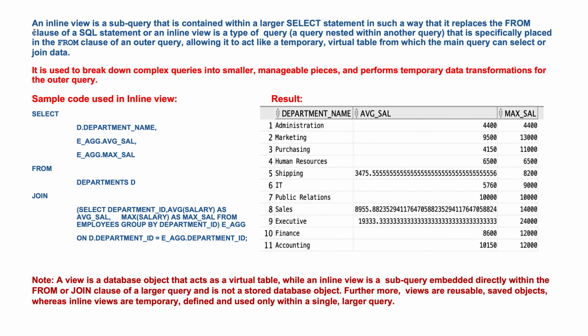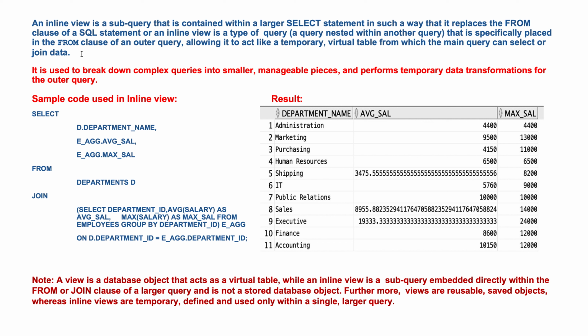An inline view is a subquery that is contained within a large select statement in such a way that it replaces the from clause of the SQL statement. Or an inline view is a type of query, also called a nested query inside another query, that is specifically placed in the from clause of an outer query, allowing it to act like a temporary virtual table from which the main query can select or join data.